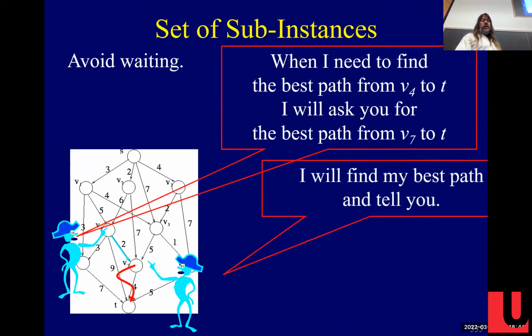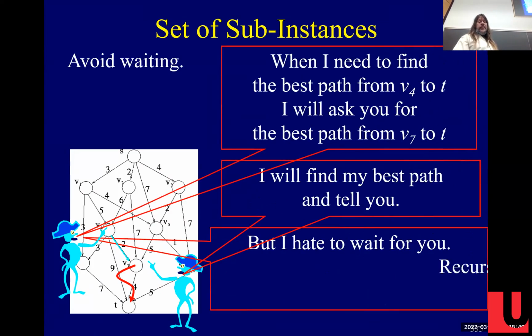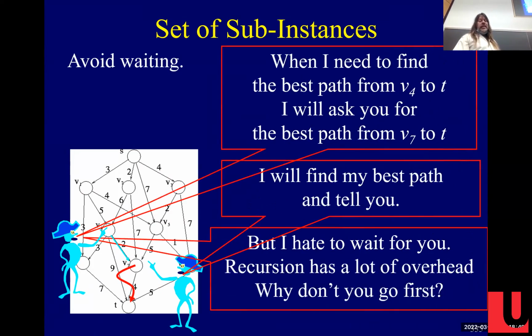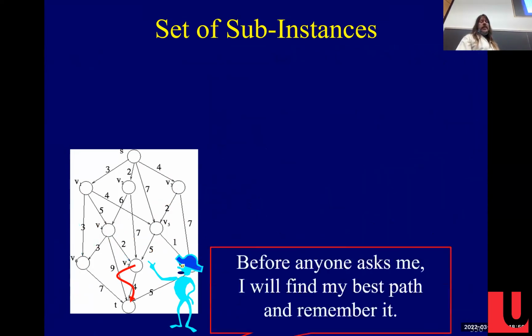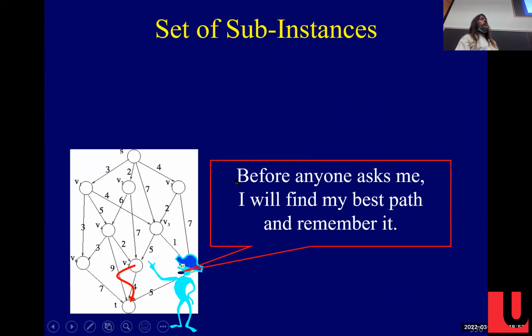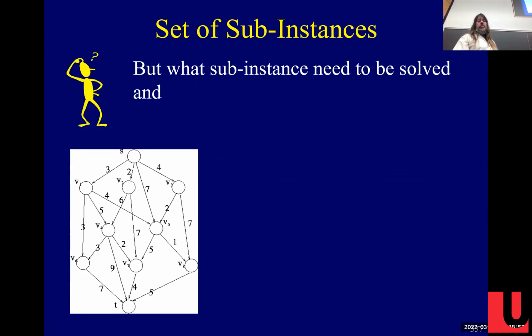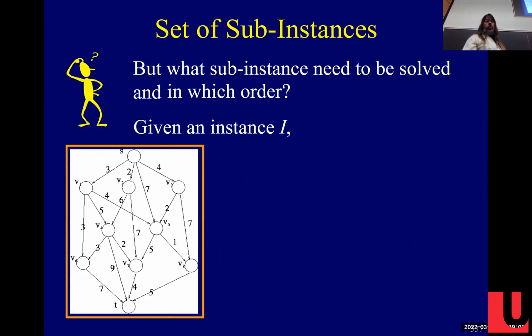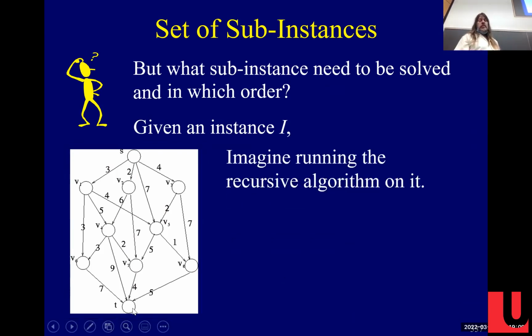And in order to avoid waiting, he doesn't want to wait. In recursion, he would wait. He's going to go first before his other guys. Does that make sense? And he's going to store it in the table. So what is the set of sub-instances that need to be solved, in what order? Here's the entire instance. That's how to get from S to T.